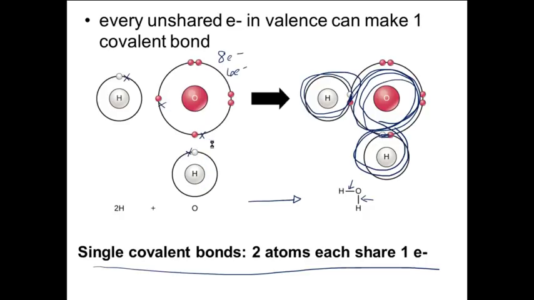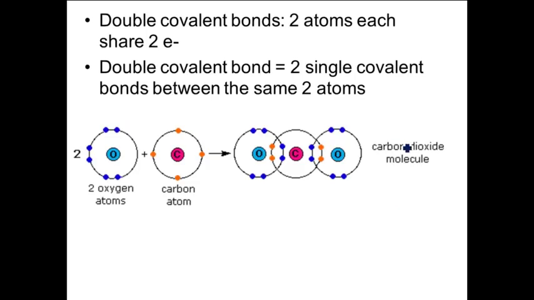Okay, and now we also have something called double covalent bonds, and that's when 2 atoms each share 2 electrons. Okay, double covalent bonds really just equal 2 single covalent bonds between the same 2 atoms. They're not anything mysterious or anything. Okay, so say, for example, we have 2 oxygen atoms, and this is drawn a little bit differently than we have drawn it.